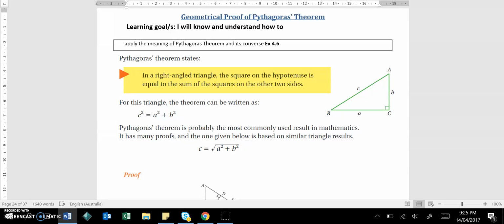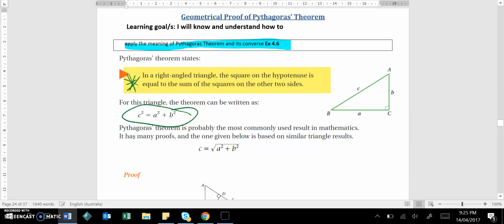Today we're going to be looking at the geometrical proof of Pythagoras' theorem and just revise a little bit about Pythagoras' theorem. So this is Plane Geometry Lesson 6, so thanks for tuning in. The goal for today's lesson is to apply the meaning of Pythagoras' theorem and its converse, and you're looking at exercise 4.6. So first up, you need to remember what Pythagoras' theorem actually means, not just the rule.